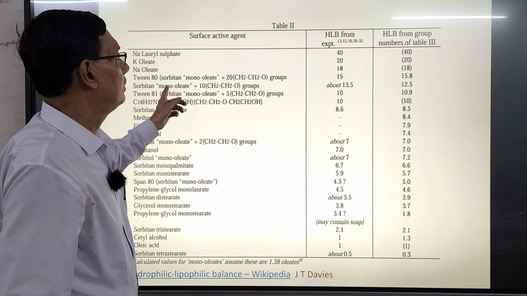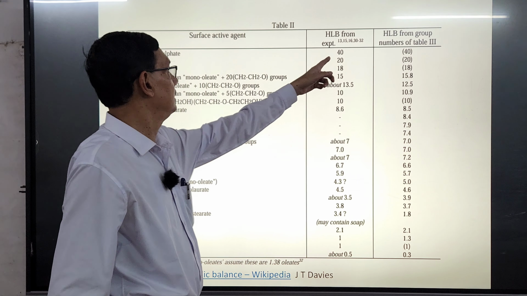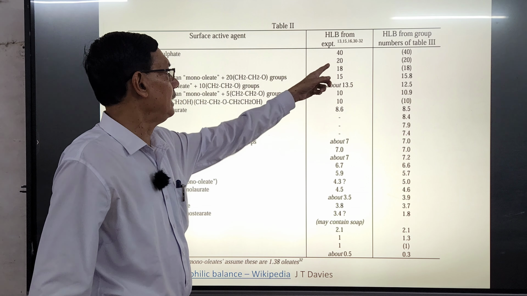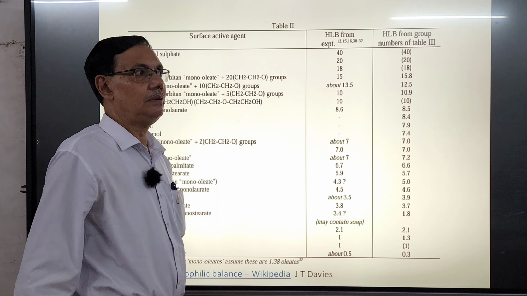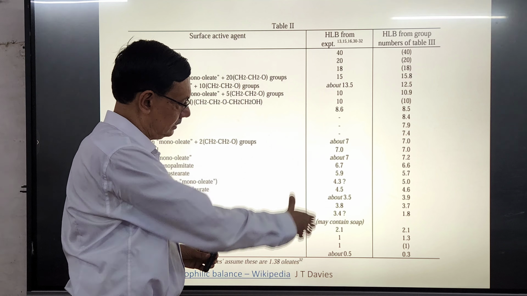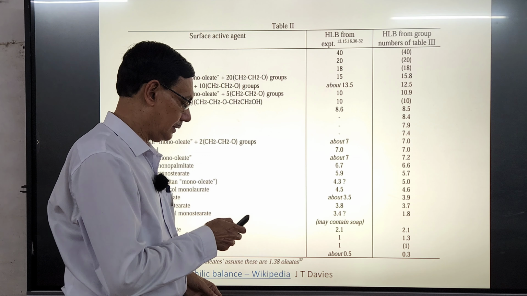But in the case of sodium lauryl sulfate, the range is 40. In potassium oleate, the range is 20. Tween 80, the range is 15. That means you can throw some light on these HLB values of some non-ionic surfactants.